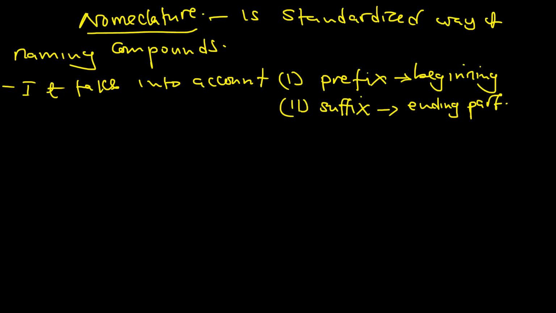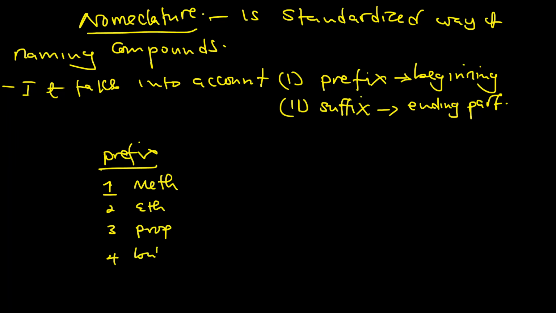Okay, so let us look at the prefix. Examples of the prefix depend on the number of carbons. Let us start with carbon 1. For carbon 1, the prefix is meth. Carbon 2 is eth. Carbon 3 is prop. Carbon 4 is but. Carbon 5 is pent. Carbon 6 is hex. Carbon 7 is hept.